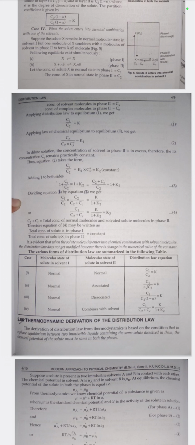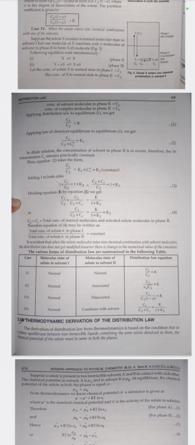In dilute solution, the concentration of solvent in phase second is in excess, therefore its concentration Cs remains practically constant. Thus equation second takes the form Cc by C2 is equal to K1 into Cs to the power n is equal to K2, a constant. Adding 1 to both sides and dividing equation by third, we get C1 by C2 into C2 by C2 plus Cc is equal to K by 1 plus K2. C1 by C2 plus Cc is equal to K by 1 plus K2, which is equal to K3.